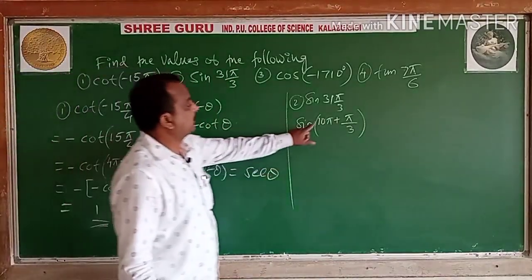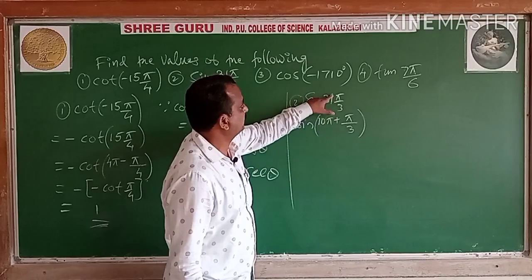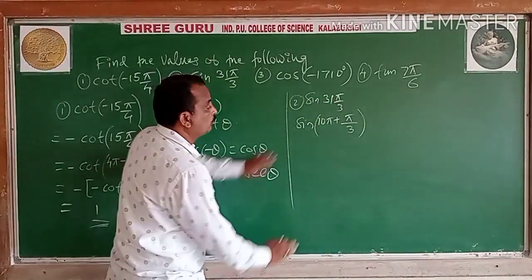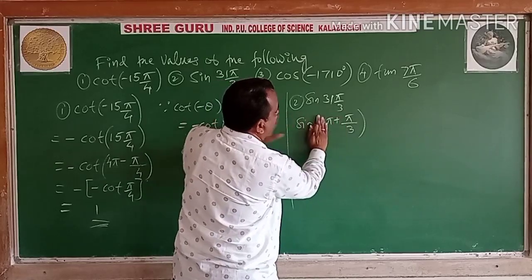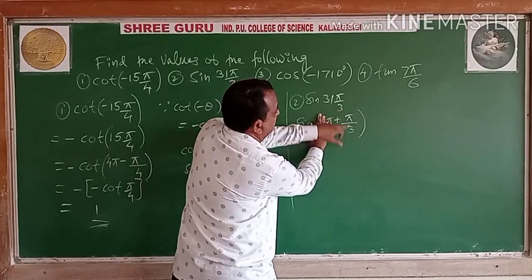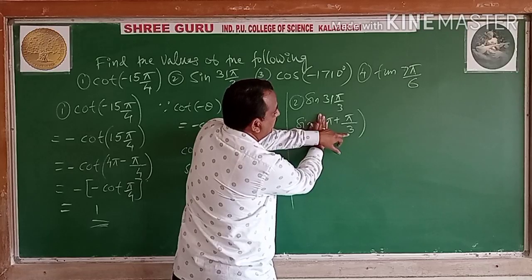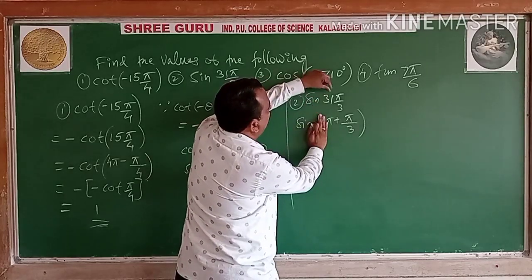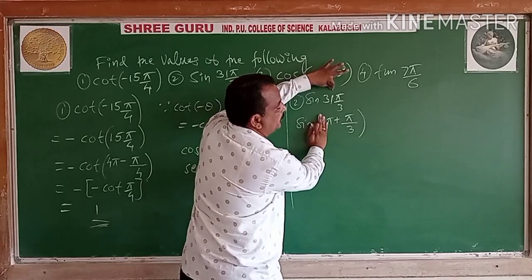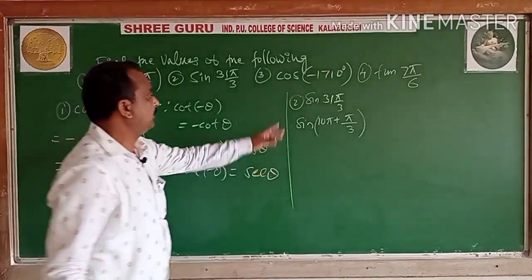How have I taken it here? 10 pi. Take the LCM here, it becomes 31 pi by 3 only. Is it clear, all of you? You can take either plus or minus afterwards. Whatever the denominator is, you should take that denominator here and multiply it 1, 2, 3, 4, 5. Like that you multiply to require 31 pi by 3, and you will get 10 pi by 3.